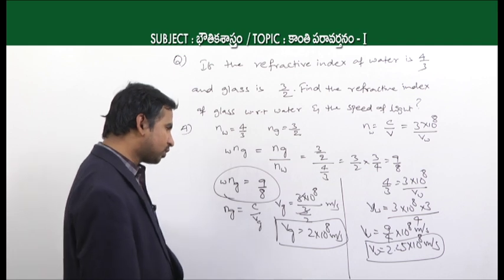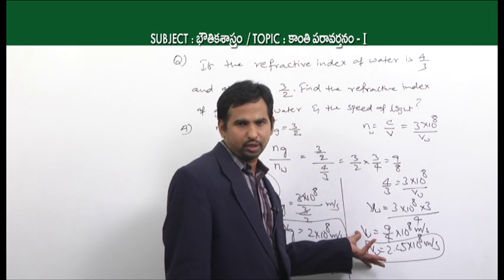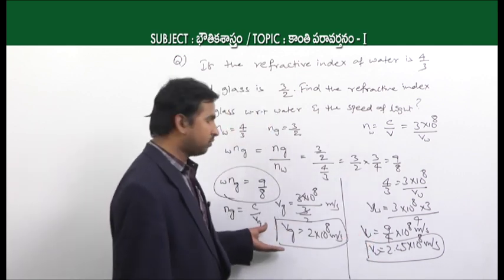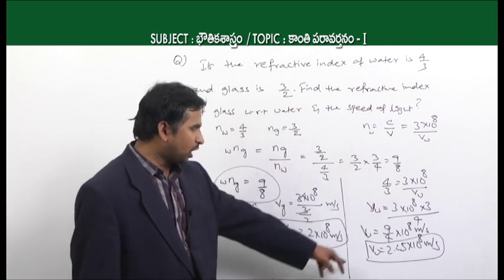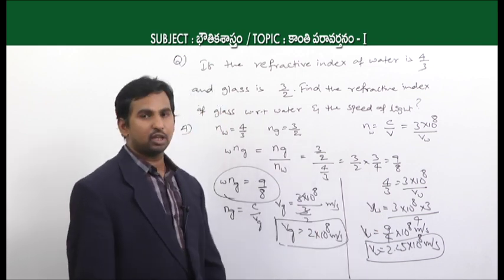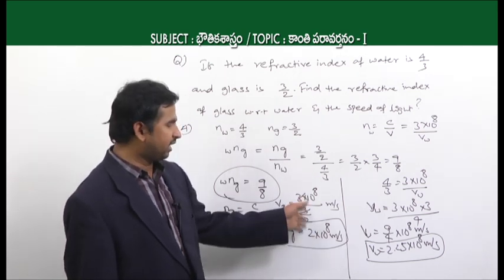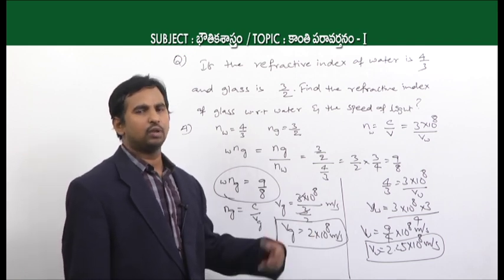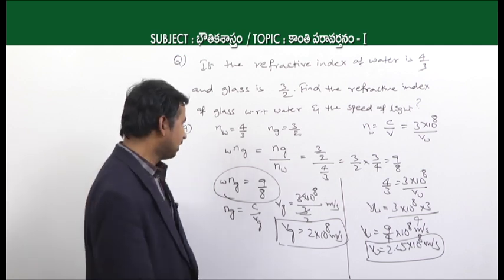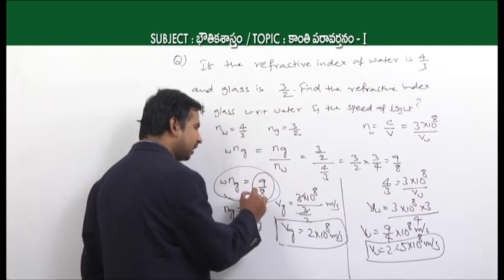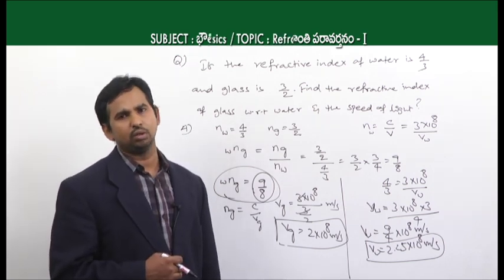So when compared, if you observe that the velocity of light in water is more, which is 2.25 × 10⁸ meter per second, whereas when it enters the glass from water, the velocity becomes 2 × 10⁸ meter per second. So there is a decrease in the speed of light once it enters the glass, because that is acting like a denser medium. That's why, if you observe the refractive index value, we are getting more than 1 when comparing the glass with respect to the water.